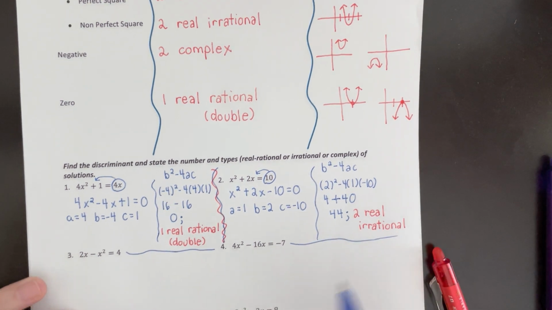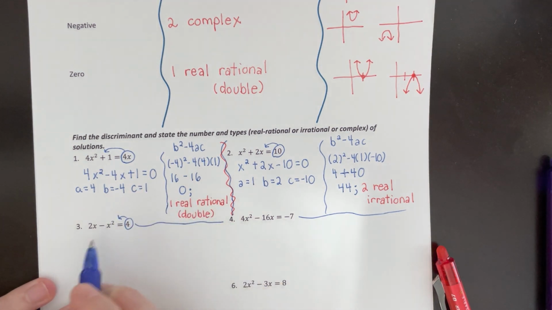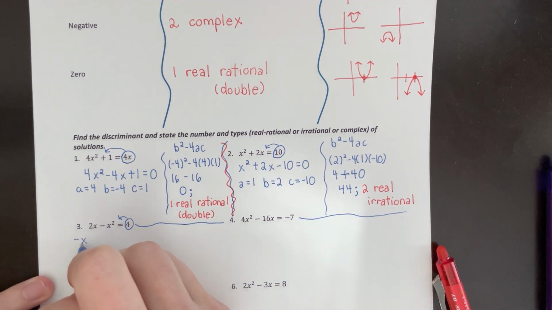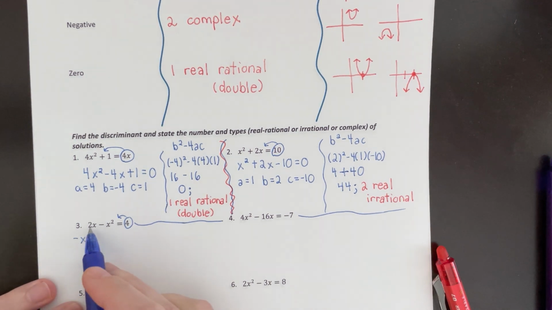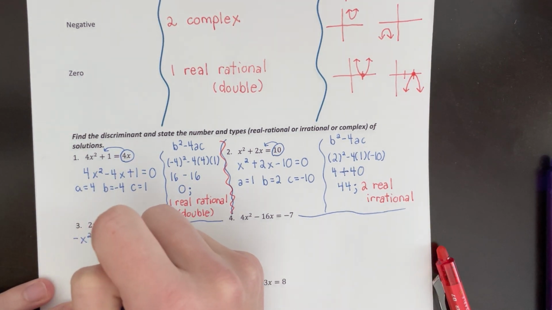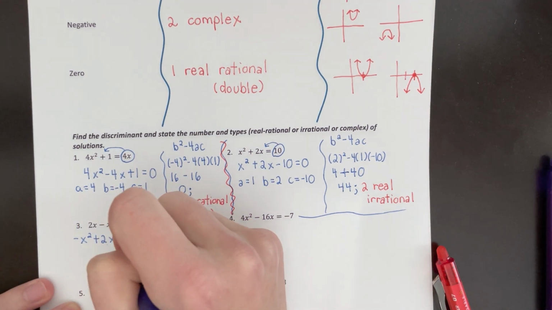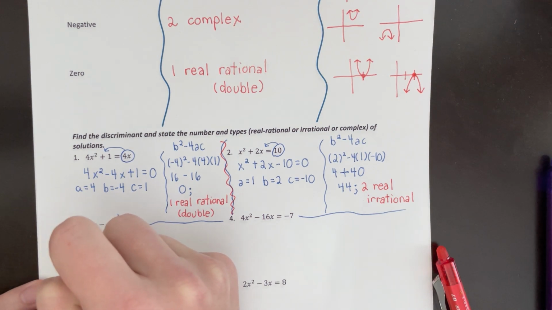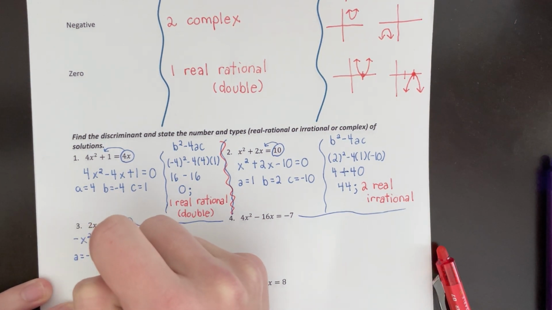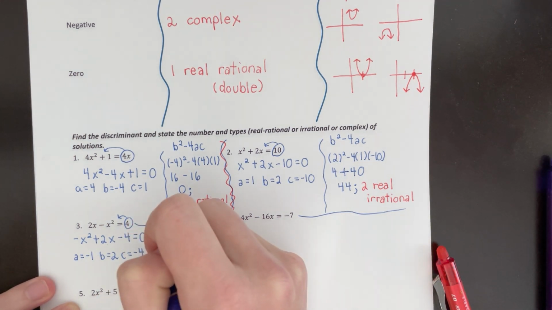Okay, so let's keep going, just a couple more. So let's really get this one in order. So the -x squared stays -x squared. It didn't jump over the equal sign, so the sign stays the same. The 2x stays the same, but we're just putting it in the correct order. Now the 4 does jump over the equal sign, so it becomes negative. So therefore, a is -1, b is 2, and c is -4.